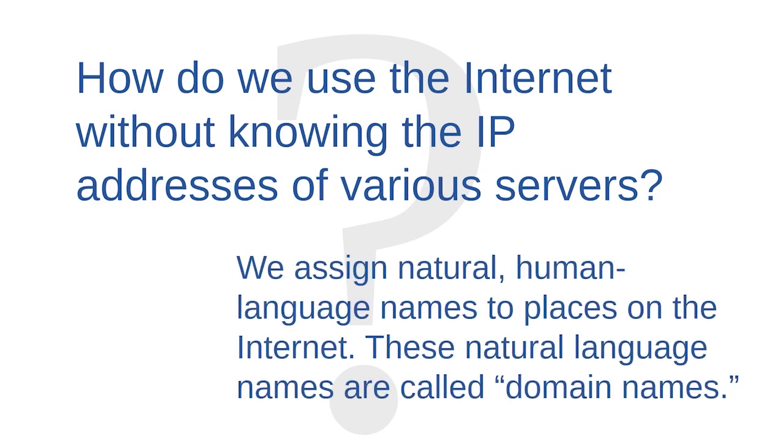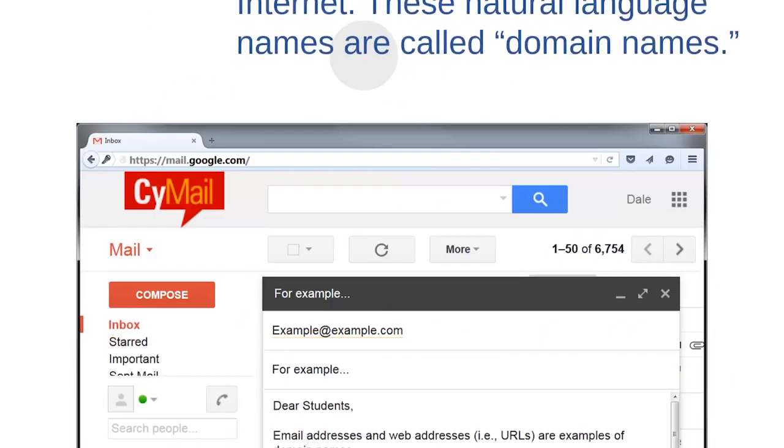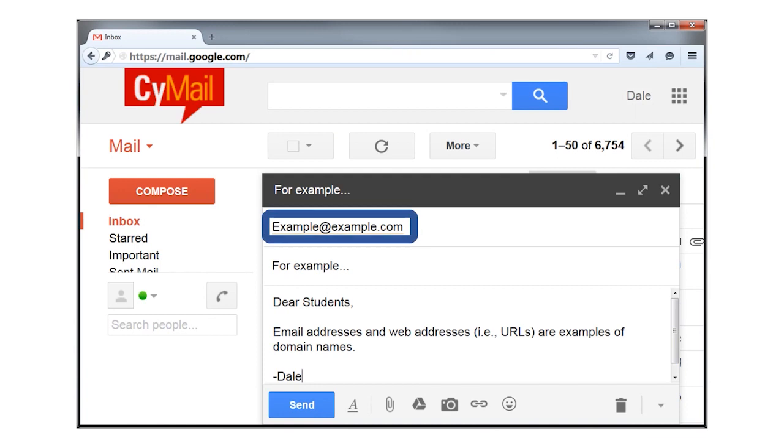The answer is that we assign natural human language names to places on the internet. These natural names are called domain names. Both email addresses and web addresses are common examples of domain names.